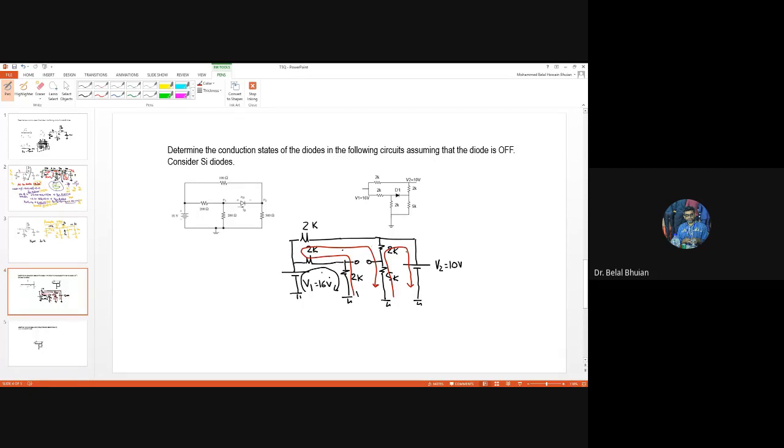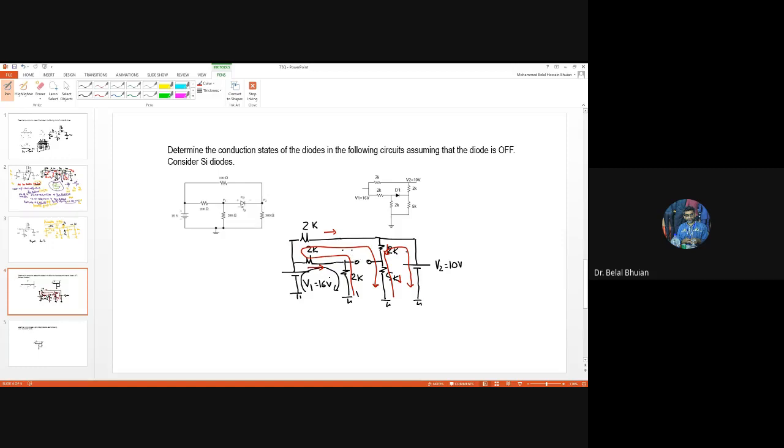Once you have calculated all the currents, let's say the current through this, this, and this, everywhere you determine all the currents, then you have to justify. What is the thing that you have to justify? You have to justify that the diode you assumed off is indeed off or on.